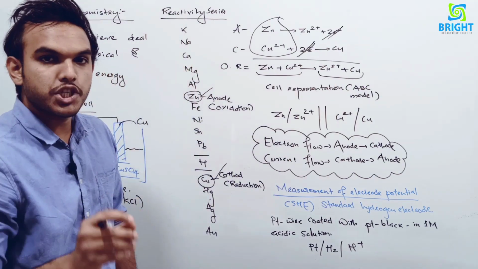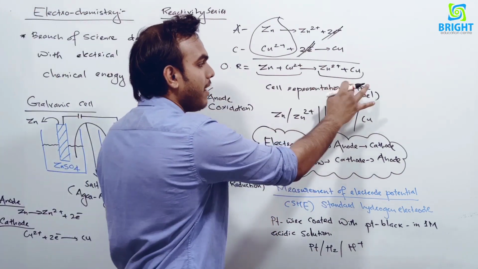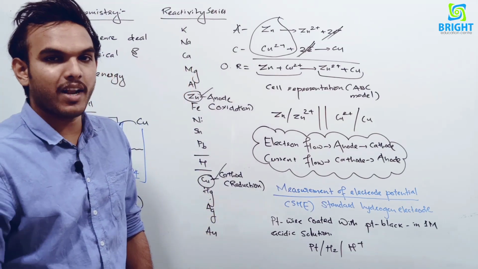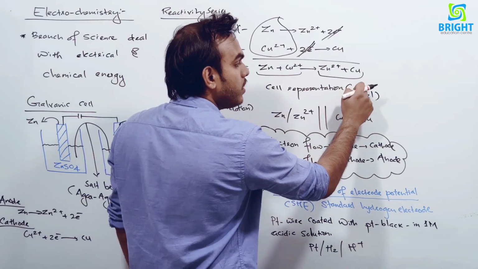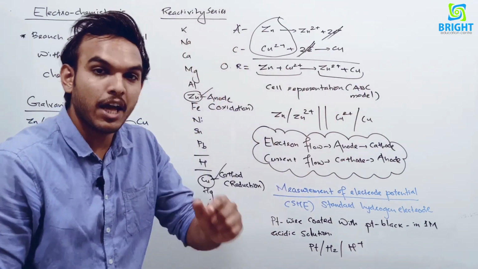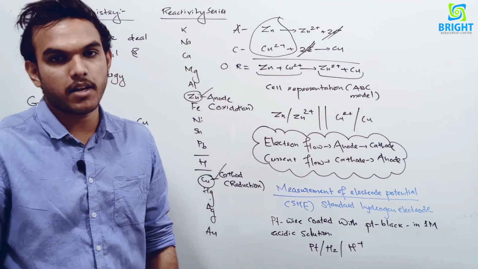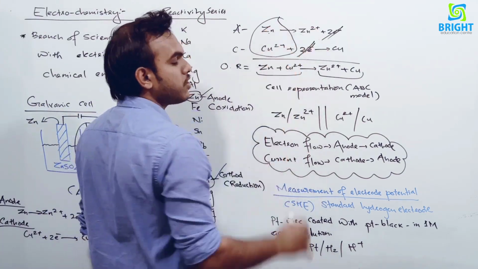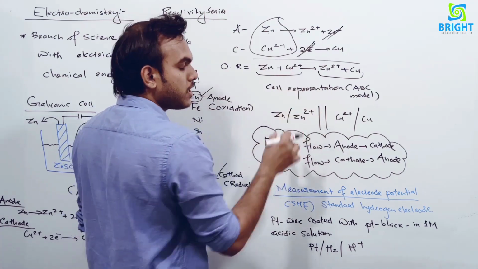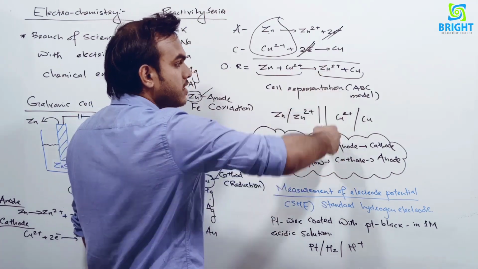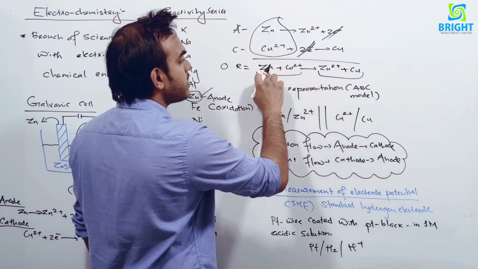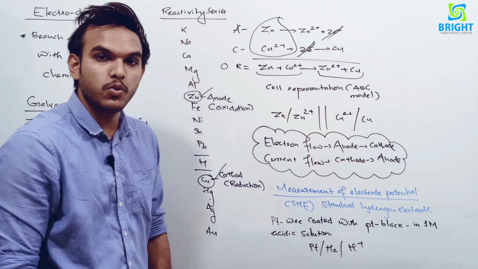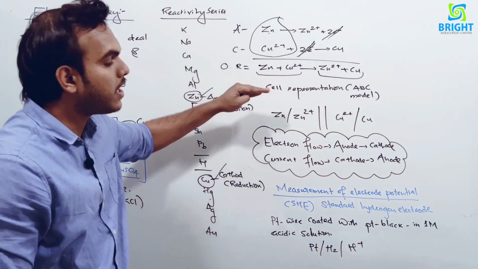For the cell representation, I am giving a simple method. You can use the ABC model of cell representation. You have to know what is meant by the ABC model. ABC model is anode, bridge, cathode. Anode bridge cathode is the cell representation. First of all, the anode, that is Zn changes into Zn2+, written as Zn | Zn2+. Then the bridge is a double line. Then the cathode is Cu2+ gives Cu, that is Cu2+ | Cu. Is that clear? This is the cell representation.